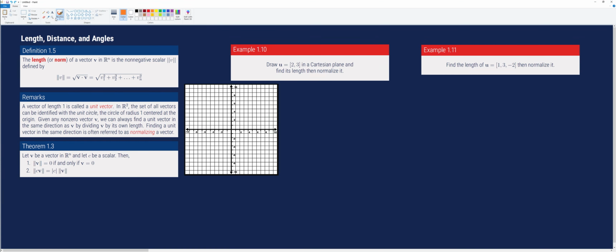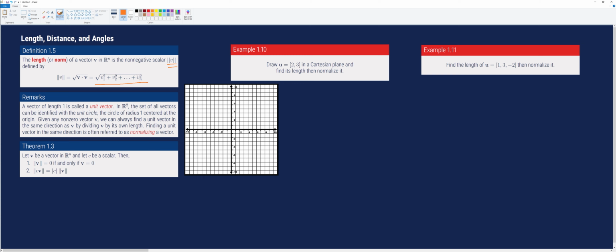In this video, we will discuss how to get the length of a vector and solve the distance and angles between vectors. The length or norm of a vector, which is denoted by this symbol, is equal to the square root of the sum of the squared components of the vector. Like a dot product, the length of a vector is a scalar, not a vector. A vector of length 1 is called a unit vector.